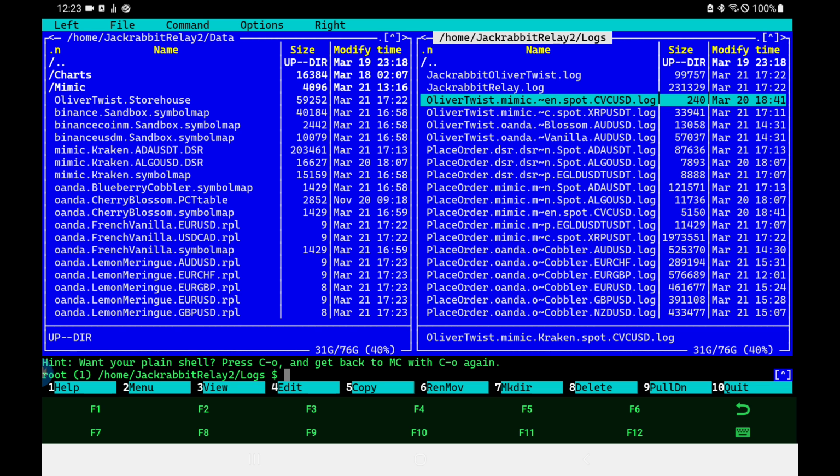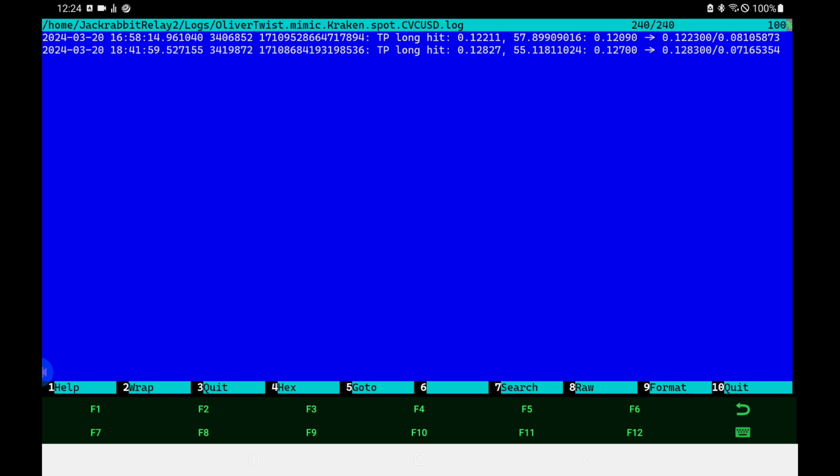Now let's take a look at the actual files that the system creates. Let's start with the logs. As you can see, I'm using Oliver Twist on this, my Kraken account, and my CVC pair that I'm trading. And you can see my simulated trades. In both cases, for the two trades I have, I took a profit, and what my simulated profits would have been.